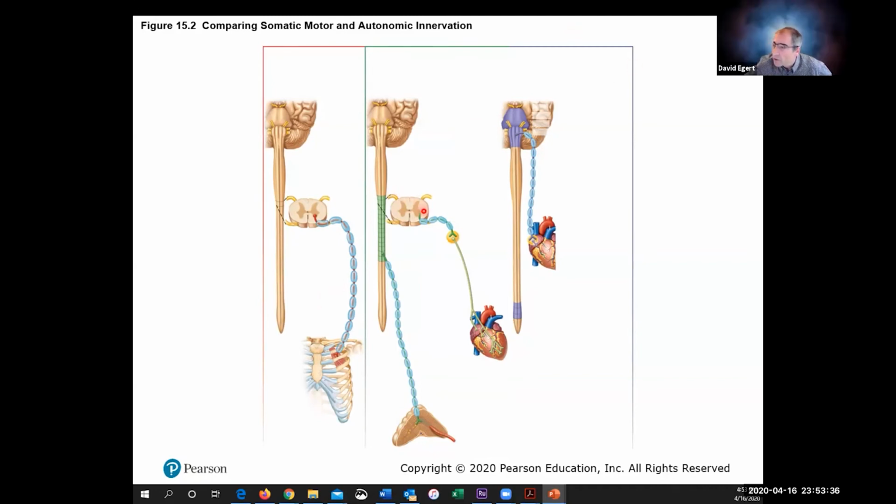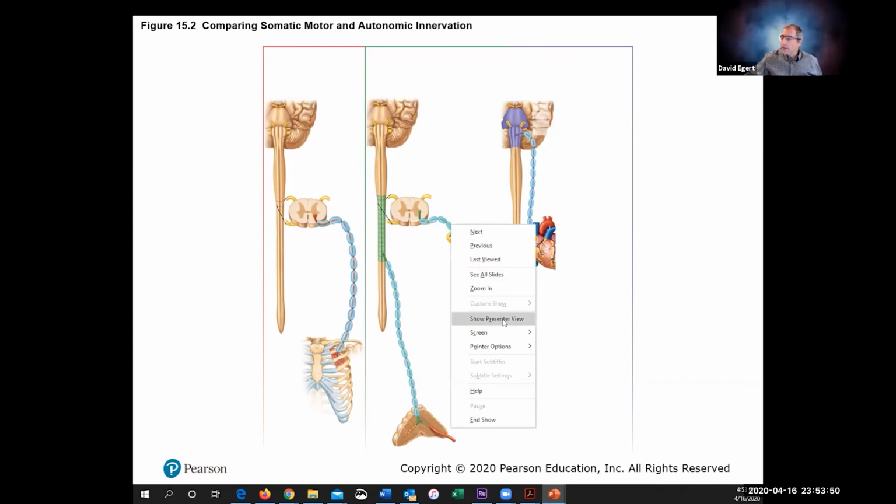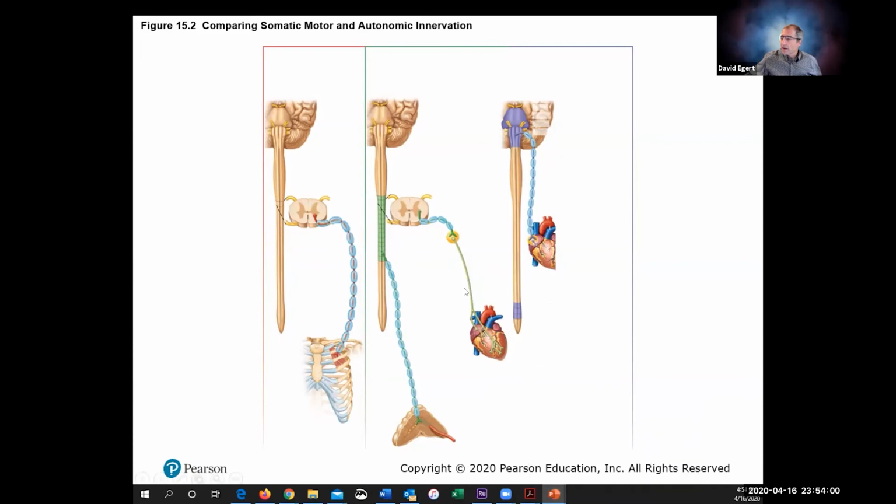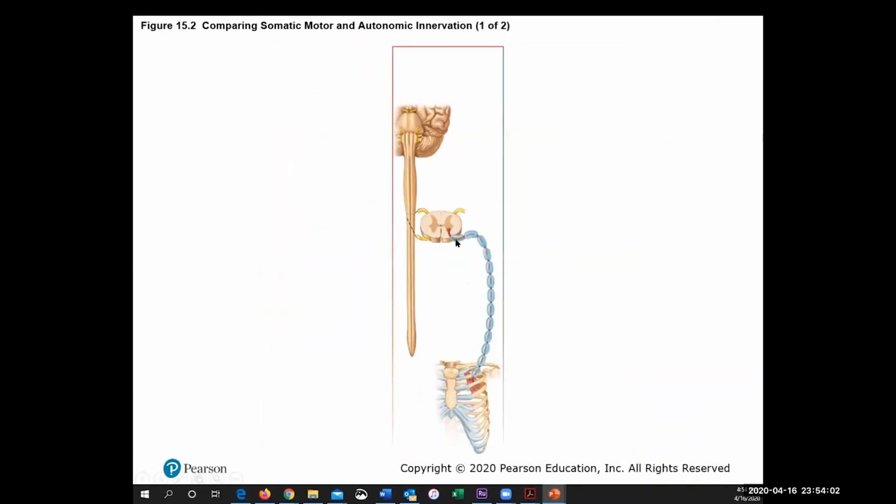And when you are in the autonomic, you have one neuron that goes, synapses in the ganglion, and the second neuron continues to the organ. Of these two, which one is the sympathetic? Which one is the parasympathetic? The middle one is sympathetic. Yeah, so this is going to be sympathetic because we've got the middle, the thoracolumbar outflow.